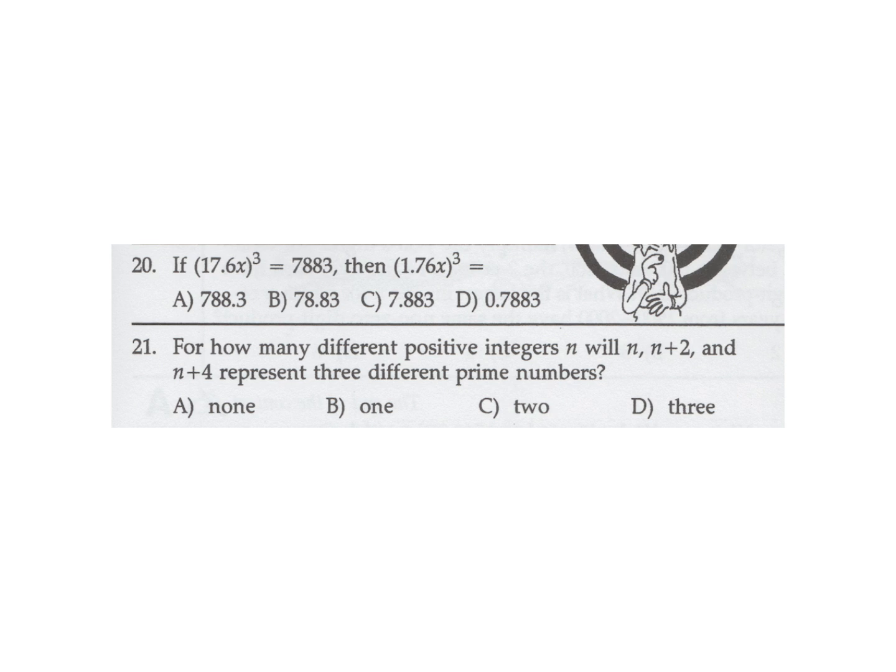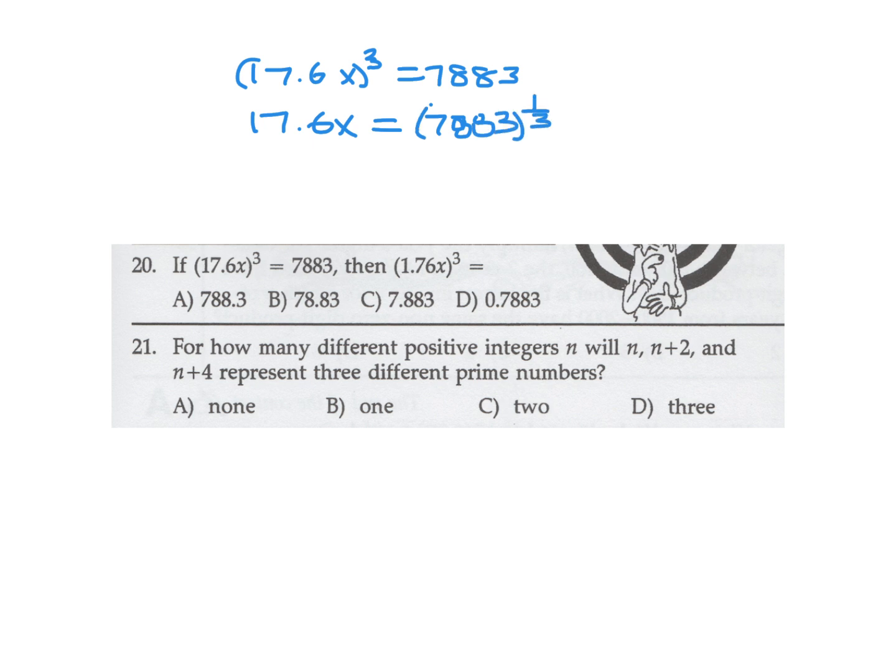If 17.6x all to the power of 3 is equal to 7883, then 1.76x all cubed is... Well, there's several ways of doing this. You can do it manually with your calculator. Let's see here. 17.6x all cubed is 7883, sorry. So the first thing is let's get rid of that cube, so we'll put 7883 all to the 1/3. And then we want to change it to this guy, right? So what we need to do is divide by 10, because if we do, then it'll become 1.76x.